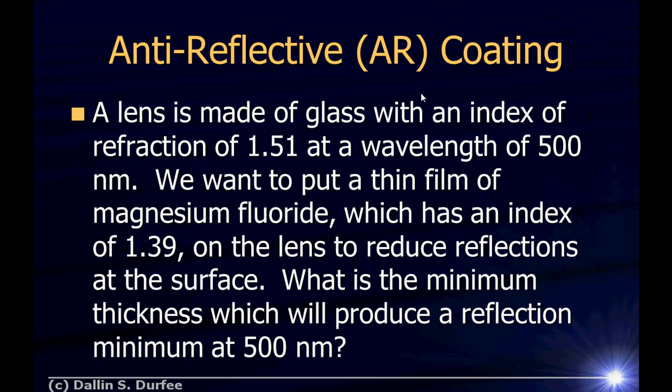Anti-reflective coatings. A lens is made of glass with an index of refraction of 1.51 at a wavelength of 500 nanometers. So the index of refraction is a function of wavelength, and I'm just saying at 500 nanometers the index of refraction is 1.51. We want to put a thin film of magnesium fluoride, which has an index of 1.39, on the lens to reduce reflections at the surface. What is the minimum thickness which will produce a reflection minimum at 500 nanometers? So 1.51, 1.39. Let's remember that.